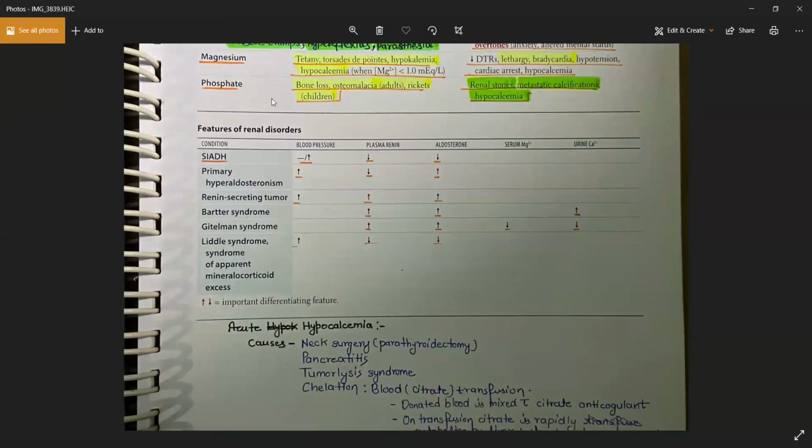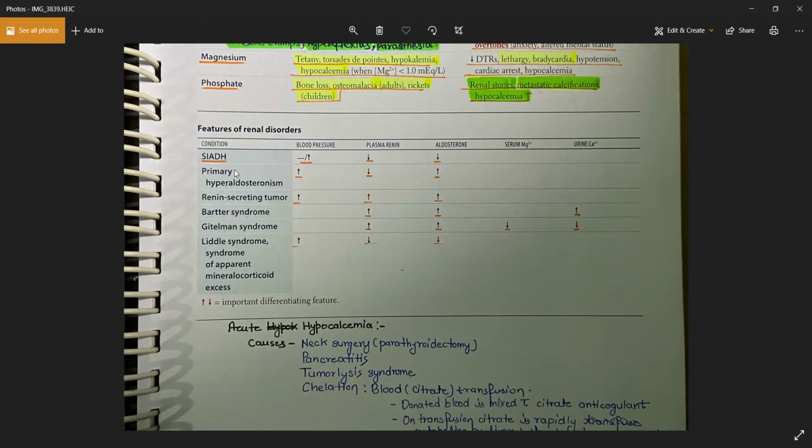Then different renal disorders. One is the SIADH that we have discussed in the endocrine. High level of ADH will cause a high blood pressure because of free water reabsorption. Renin will be decreased because you're already having a very high volume status. Aldosterone will be decreased. Magnesium, calcium remain the same.